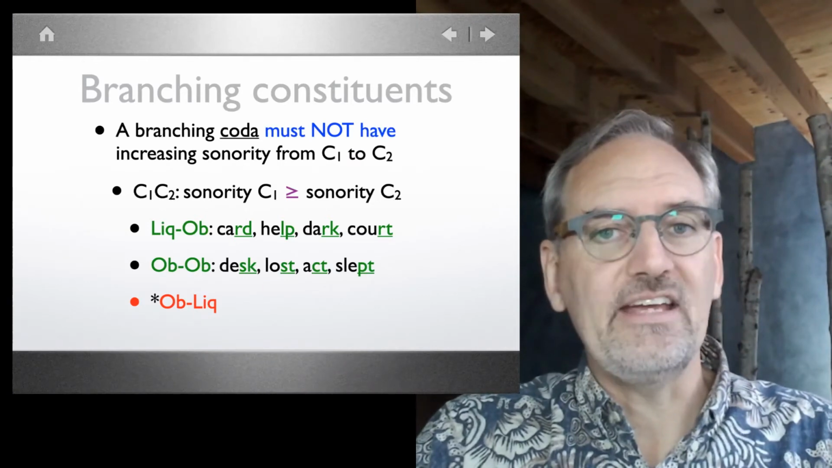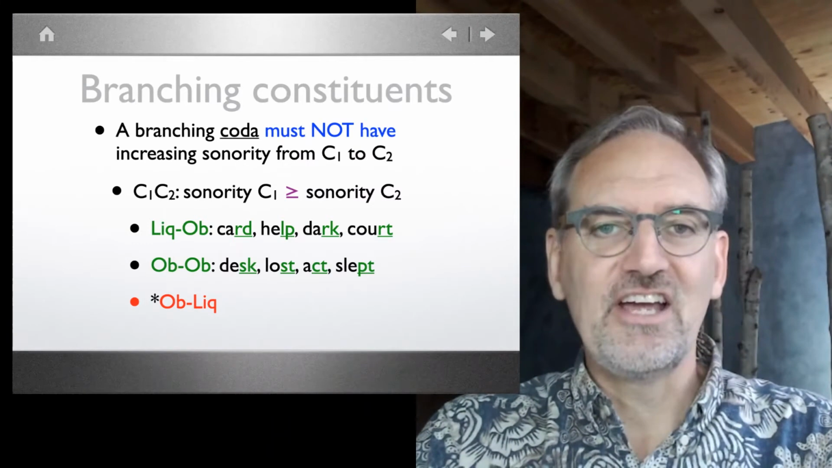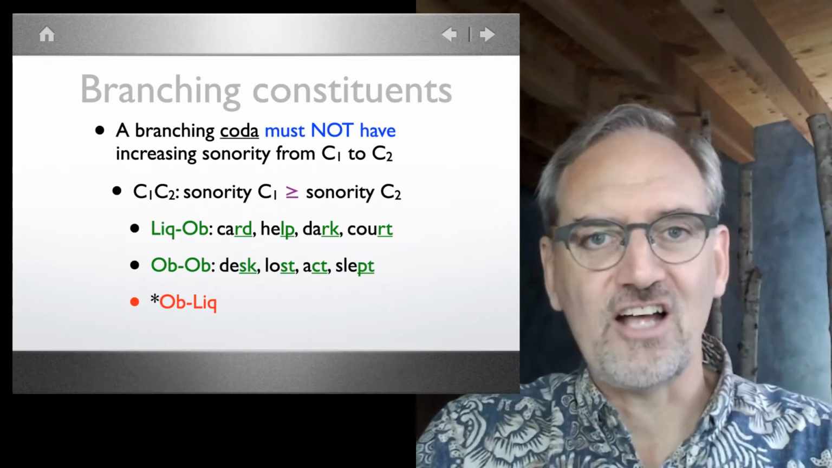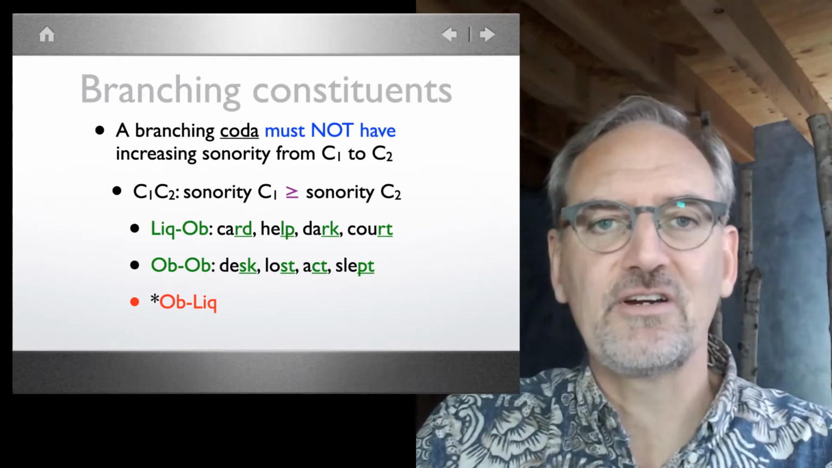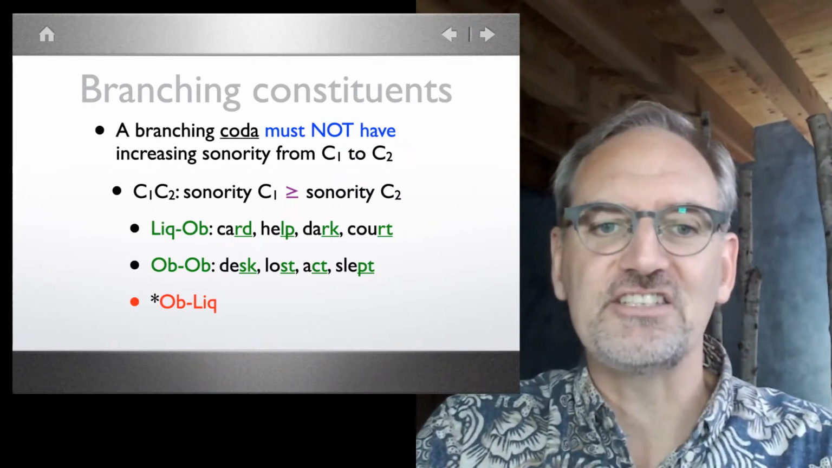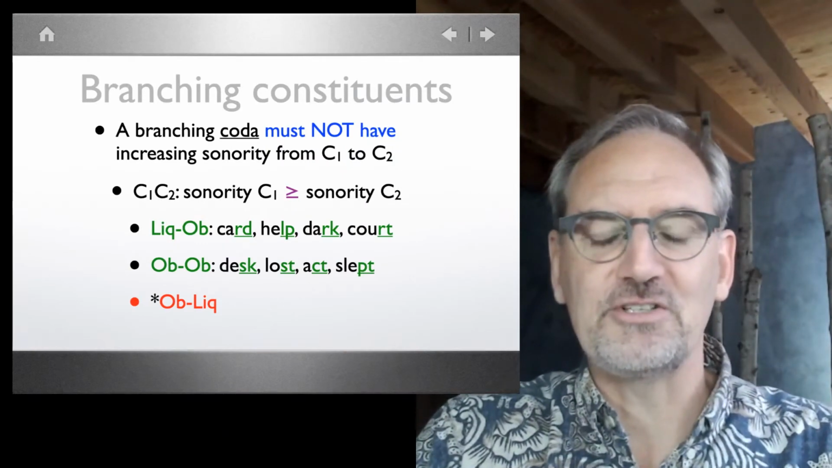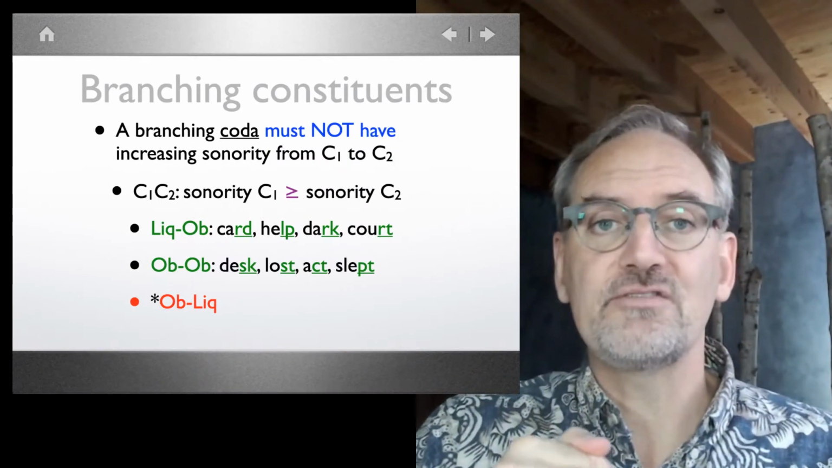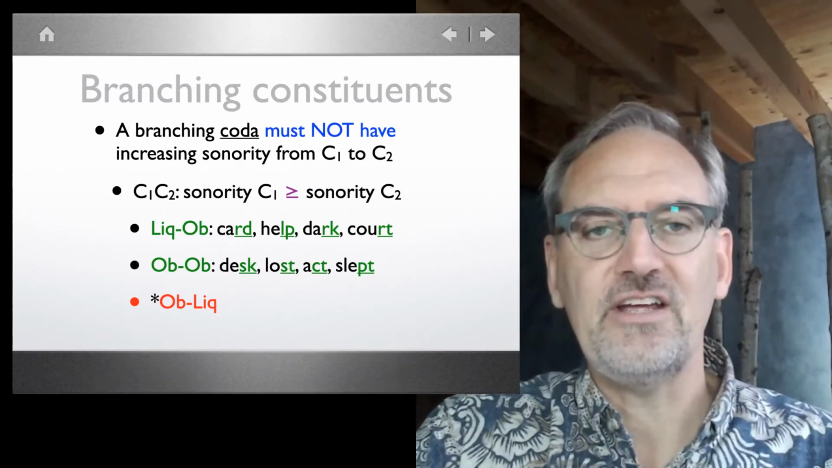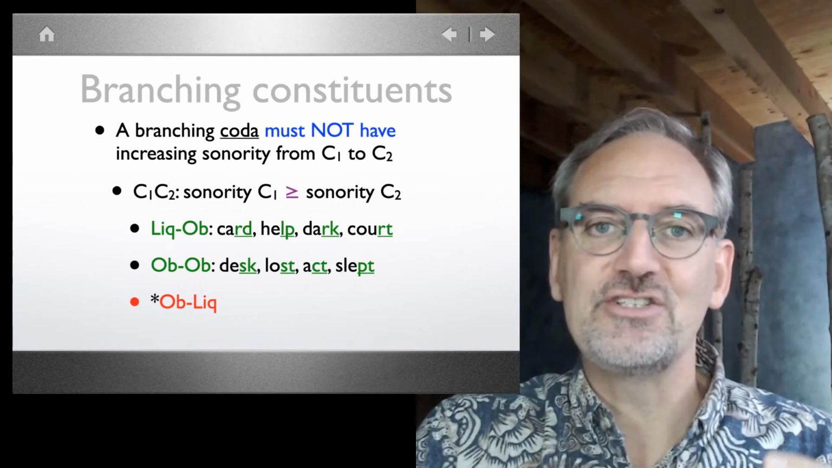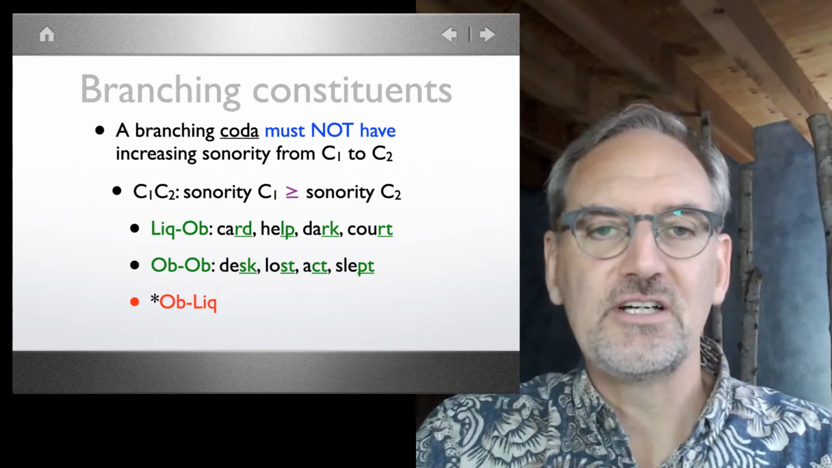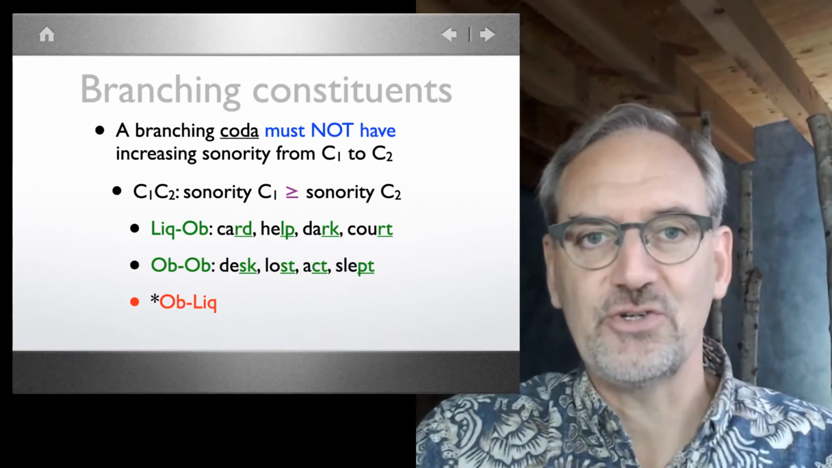Now you might wonder, why isn't it a branching onset, right? Because TR can form an acceptable branching onset. But there is a specific rule that prevents the T and the L to form a branching onset. And again, that will come back to later. Okay? But for now, in terms of sonority, onset clusters must have rising sonority with a difference of at least 2 points on the sonority scale. Branching codas must not have rising sonority. Okay.